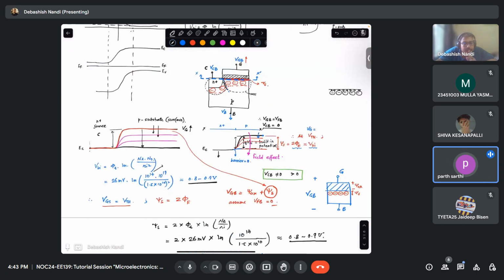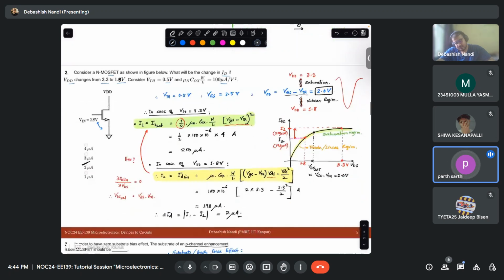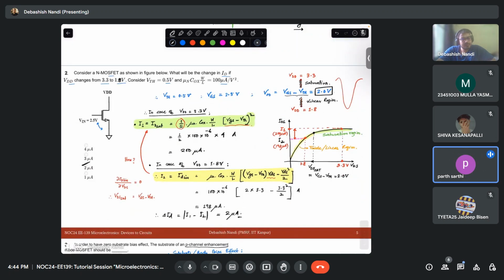In linear mode, in analog what we study, VDS should be greater than VG minus VT. In linear mode, no, it is in saturation mode. In saturation mode, VDS is greater than VG minus VT. Yes. So can we increase VG as much as we want? VG should be limited, no?